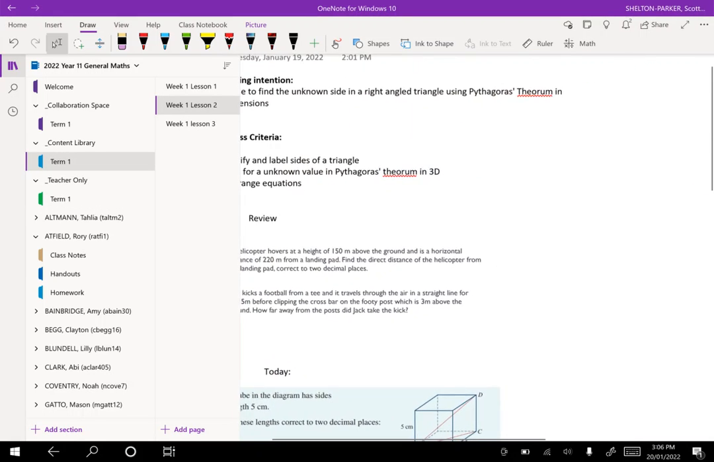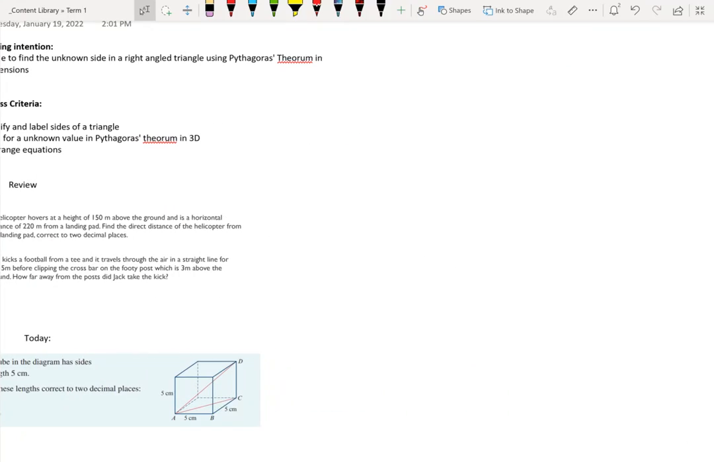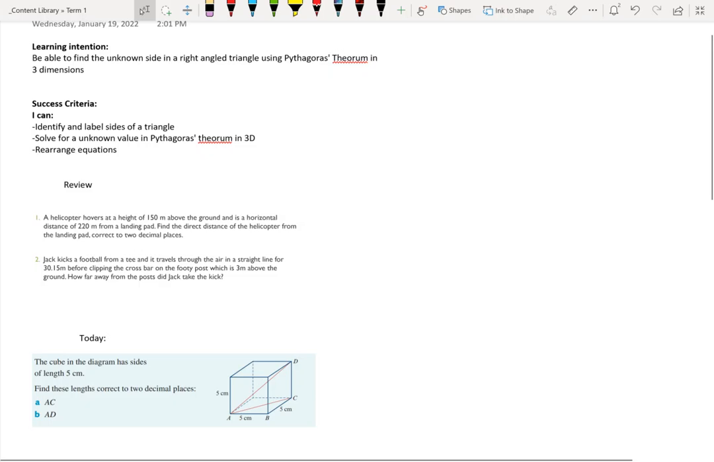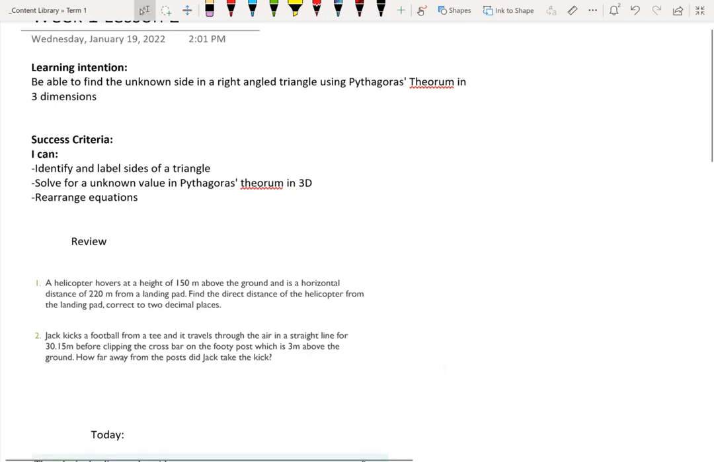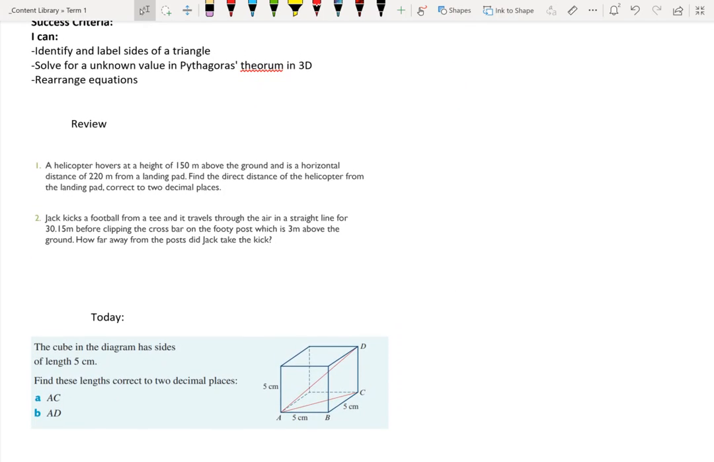As I said in class yesterday, or whenever I sent this out, we're going to be doing Pythagoras in 3 dimensions. So learning intention, do Pythag in 3 dimensions. Success criteria, same as yesterday, but in 3 dimensions. So, before we start though, let's do a review.